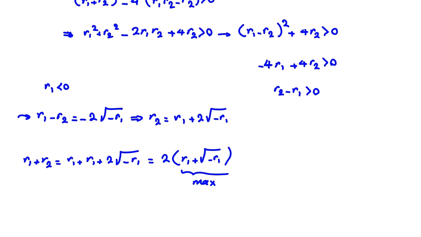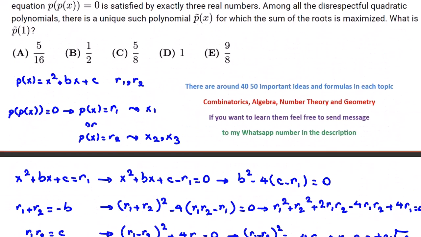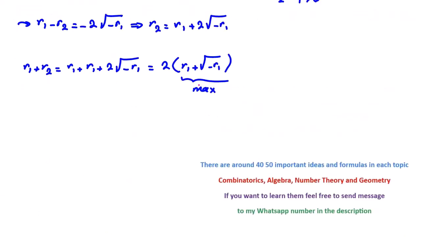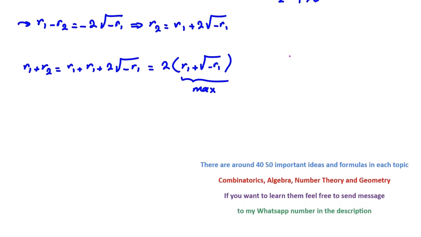So let me tell you, for solving this, I want to tell you new methods. I want to tell you two, three different ways to find the maximum. You know, r1 is negative, because it's inside the square root. So we can say r1 equals negative t squared, where t is positive, without loss of generality. So it will be 2 times (negative t squared plus the square root of t squared), which is 2 times (negative t squared plus t).